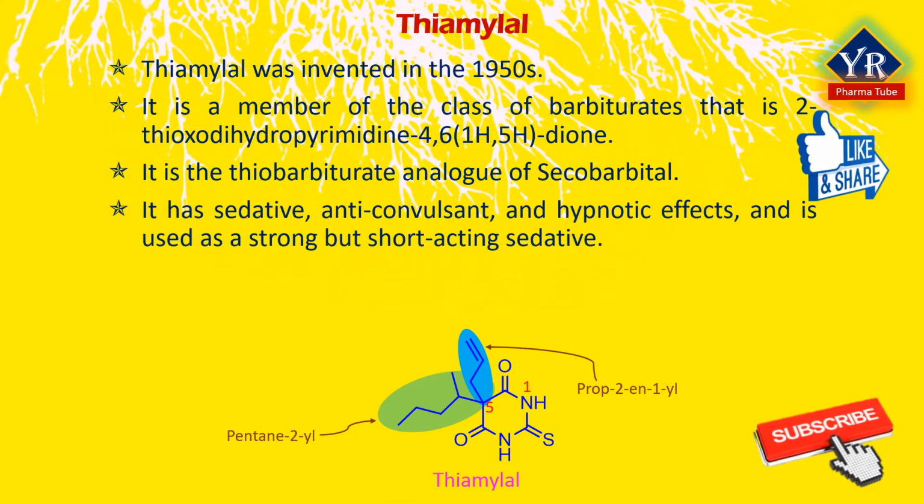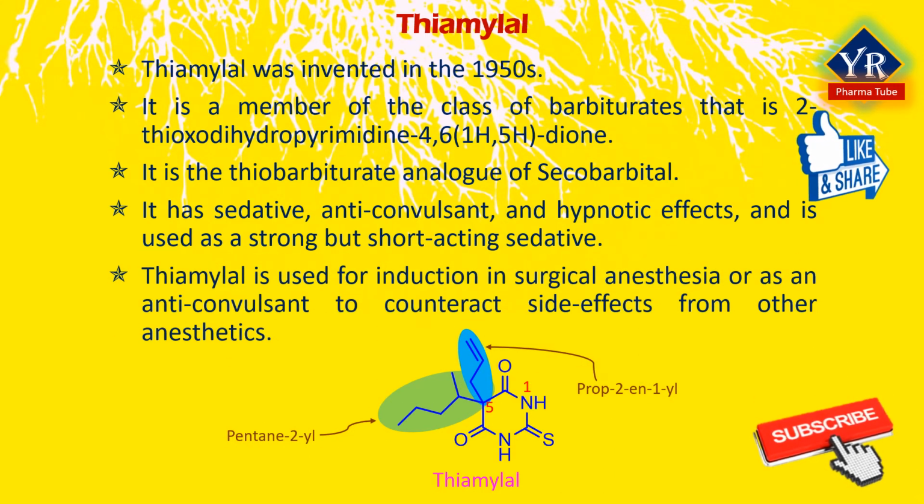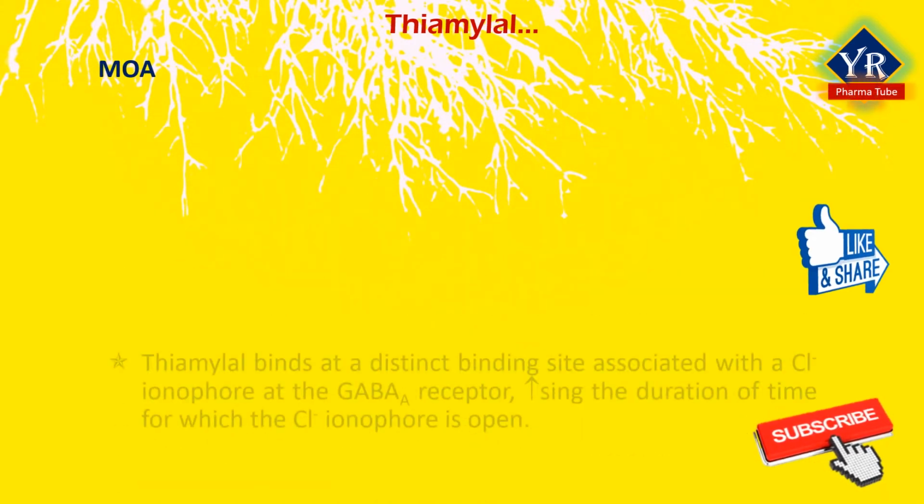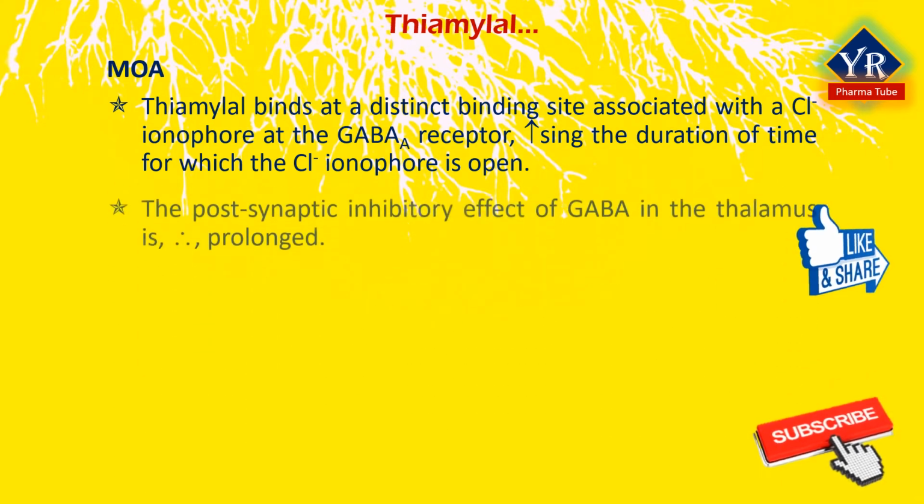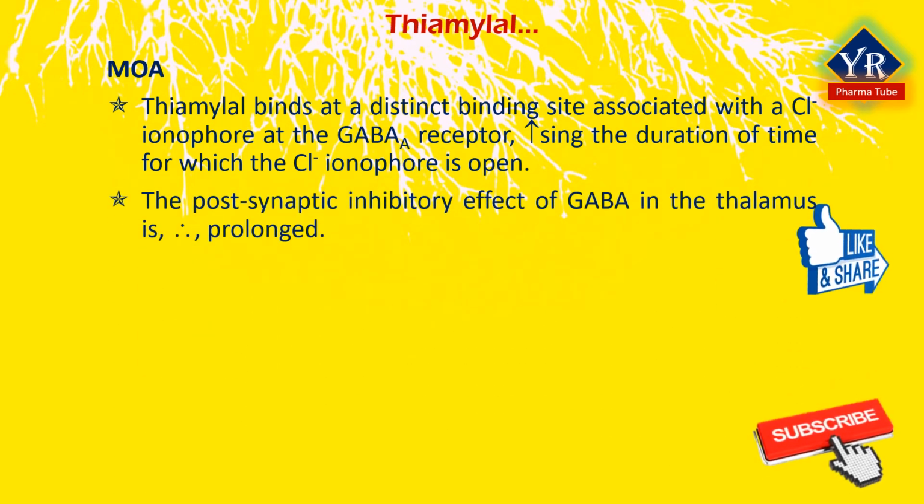It has sedative, anticonvulsant, and hypnotic effects and is used as a strong but short-acting sedative. It is a member of barbiturates and an organosulfur compound. Thiamylal is still in current use primarily for induction in surgical anesthesia or as an anticonvulsant to counteract side effects from other anesthetics. Thiamylal binds at a distinct binding site associated with a chloride ionophore at the GABA-A receptor, increasing the duration of time for which the chloride ionophore is open. The postsynaptic inhibitory effect of GABA in the thalamus is therefore prolonged.